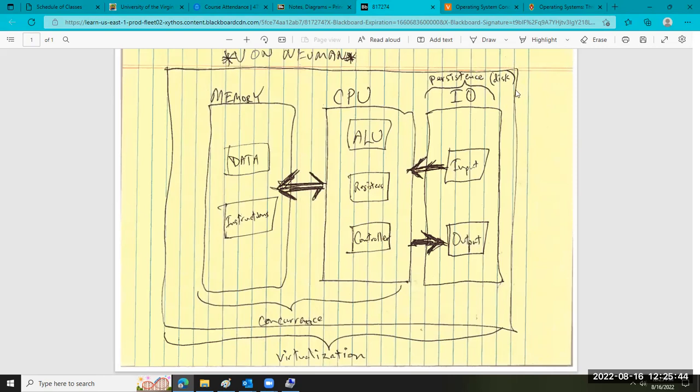These are some of the topics and some of the higher level things we're going to explore throughout the course this fall.